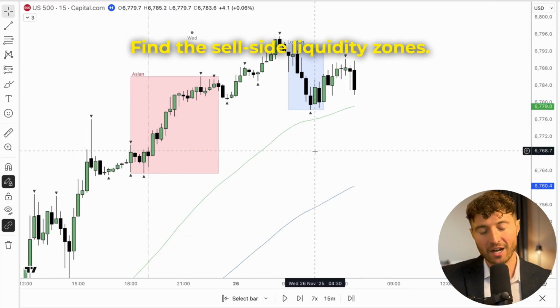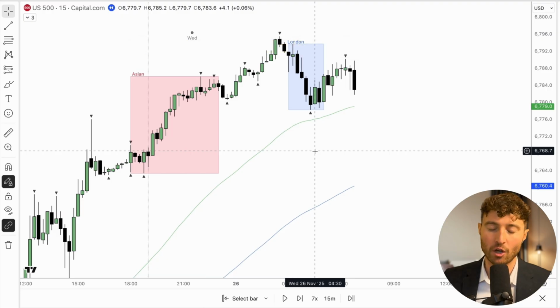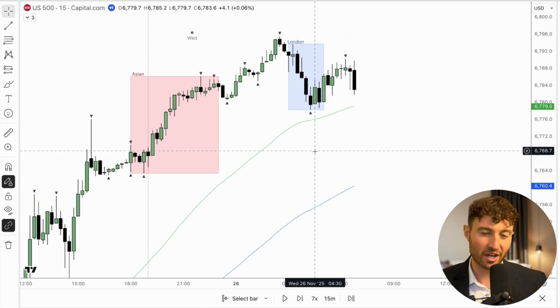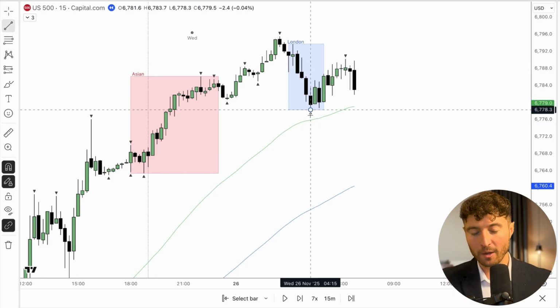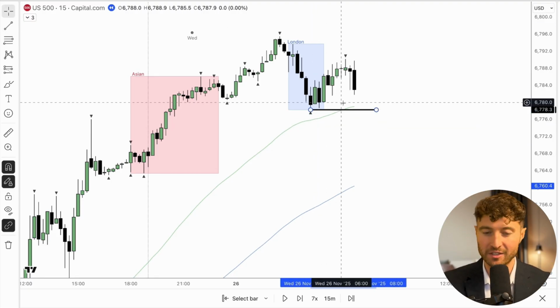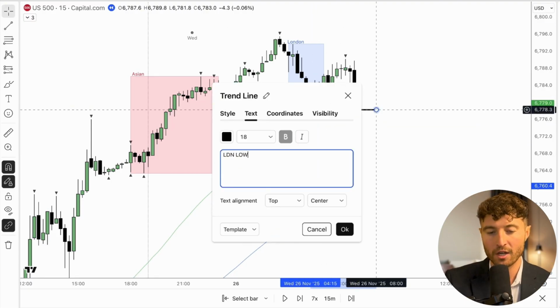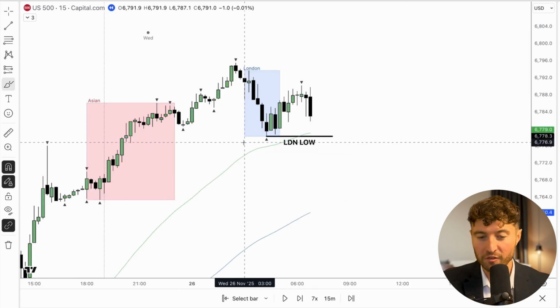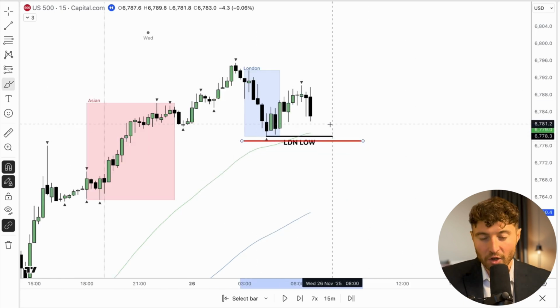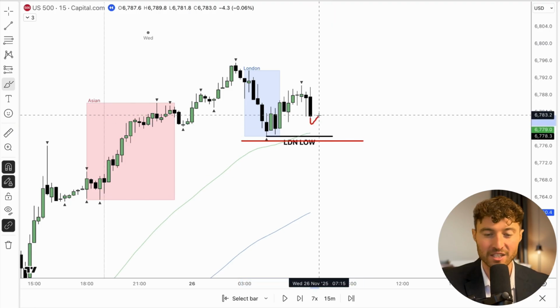And then the next thing that you need to ask yourself is, okay, I'm turning up to the New York session. Where is the sell side liquidity resting? So you always need to be asking yourself, where are buyers? Where are sellers? Who's in control of this market? And where is the liquidity resting? As we know right here, based on what I've just taught you before, we have sell side liquidity resting below the London session low. So we know that there's going to be a lot of sell stops below here. We know that this is going to induce a lot of traders into the market if price does come down and liquidate below this level.